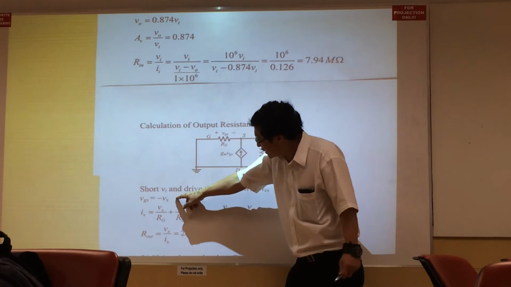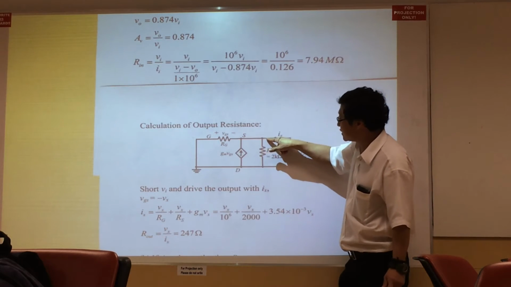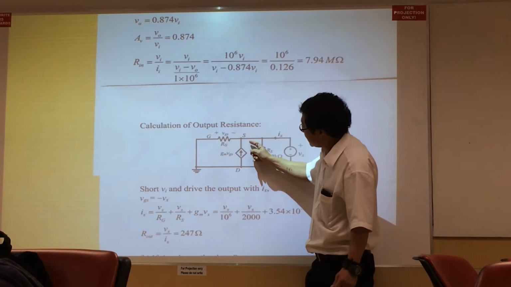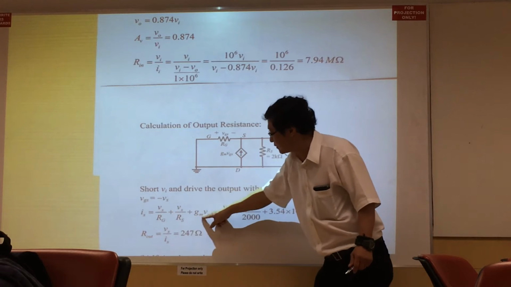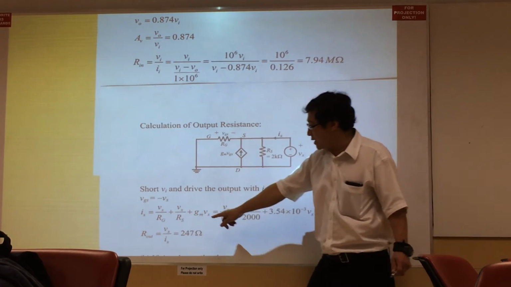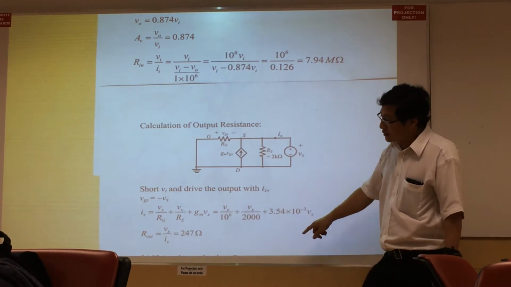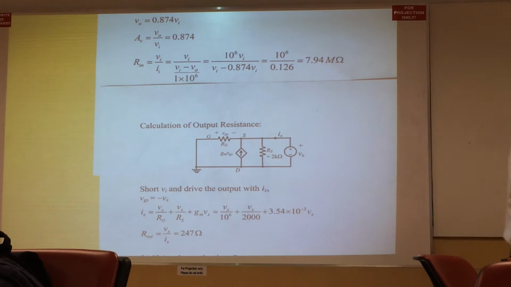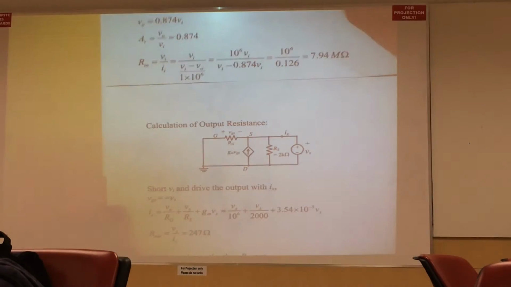Therefore we can again find the summation of current at this node. Ix is equal to the current here and the current here, so you have these three terms equating to Ix. Therefore you can find Rout, basically Vx over Ix, given by 247 ohm. Okay, so that is your Rout.